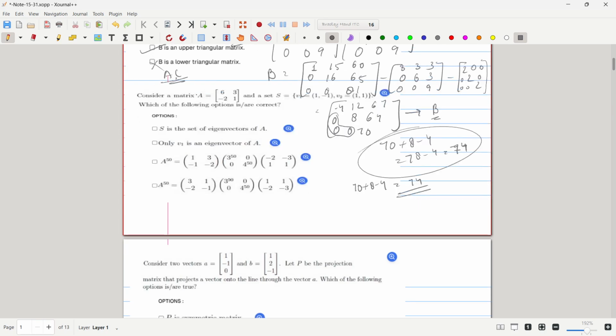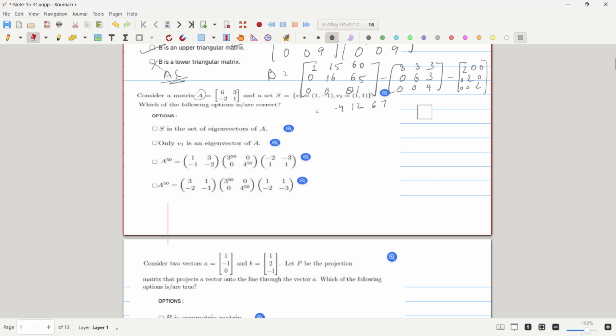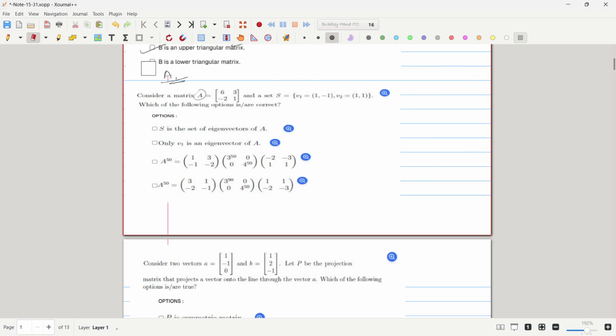Next, you are given a matrix A as 6, 3, minus 2, 1, and you are given a set. You can do it on your own. I am erasing this. So we are given a matrix A and set S as V1 and V2. Now we need to find the given options.